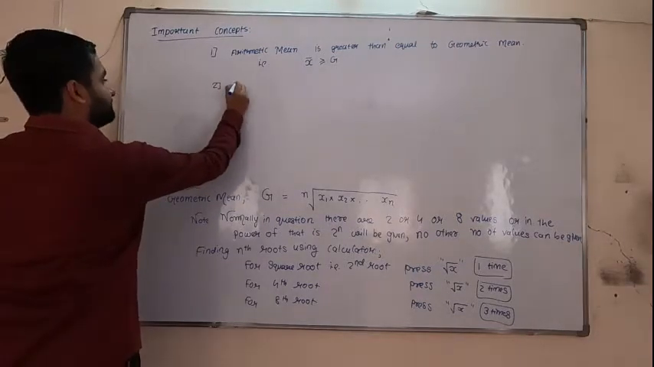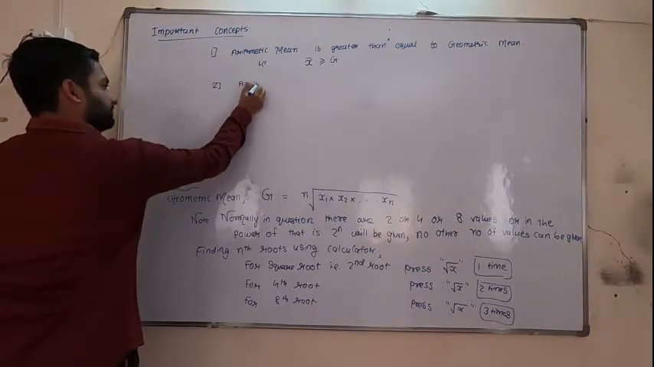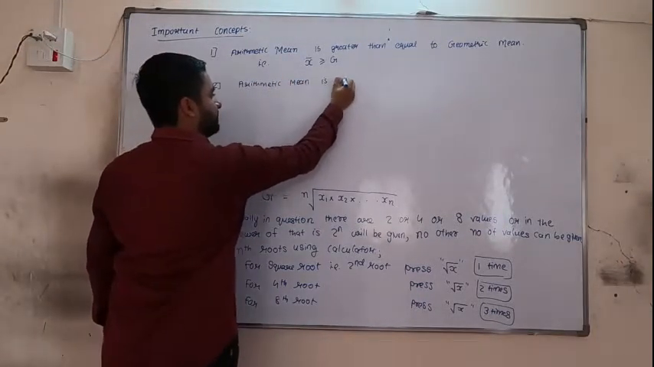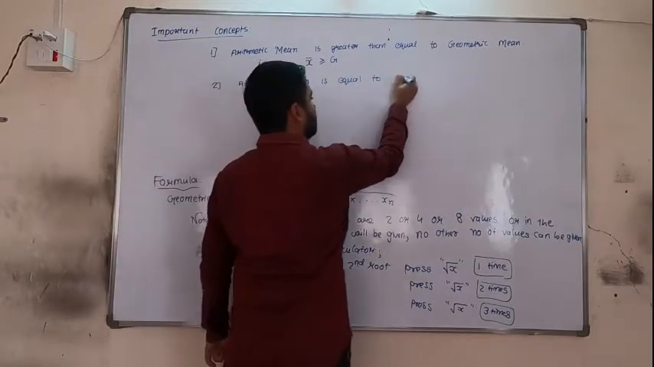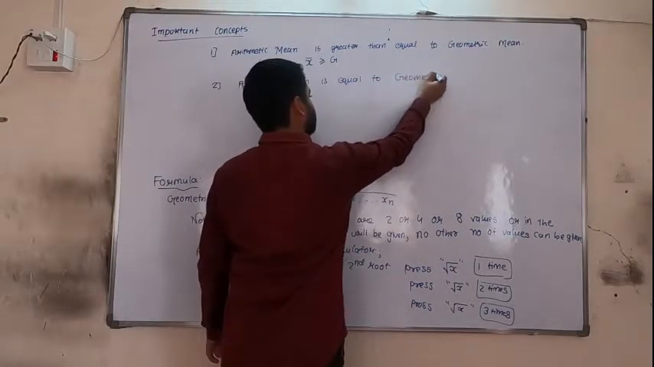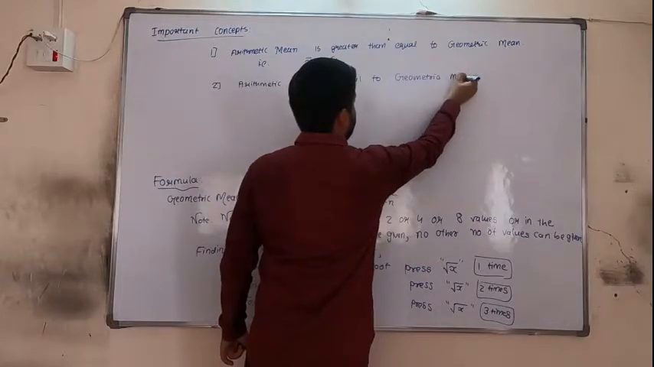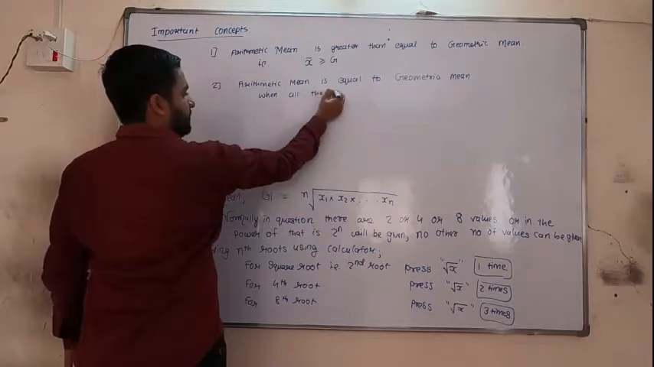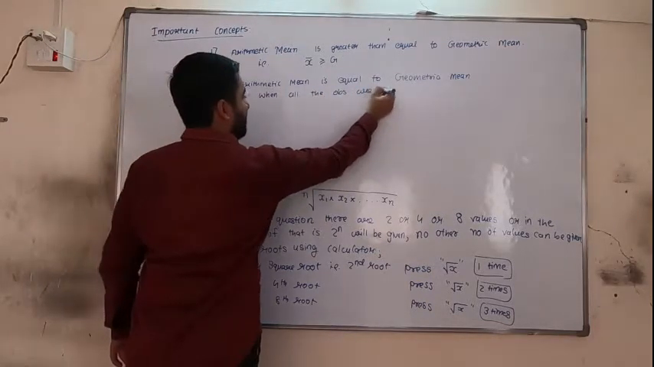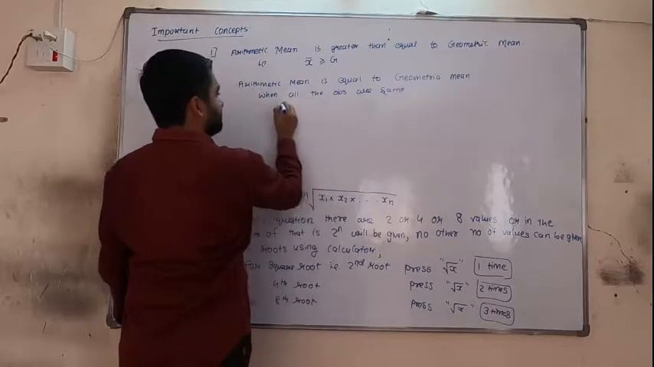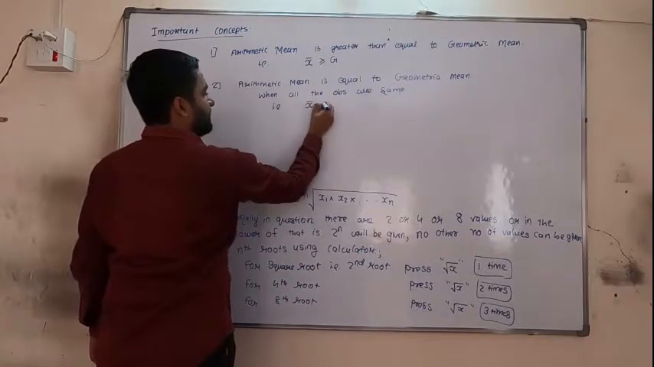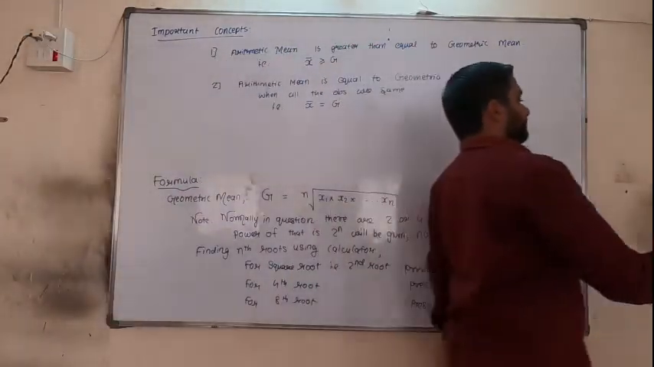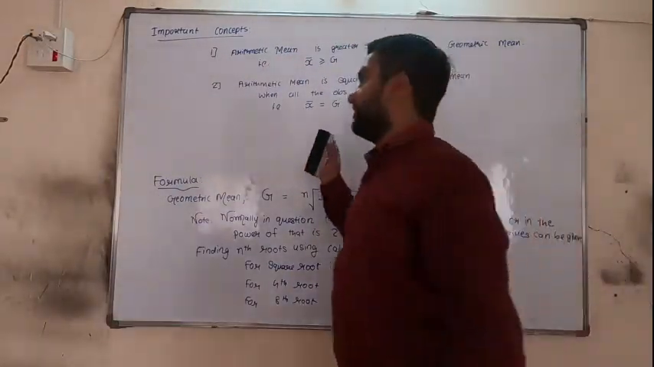And the second point: arithmetic mean is equal to geometric mean when all the observations are the same. That is, x bar is equal to G. Remember these 2 important concepts. Now we are going for exercise 3.3.